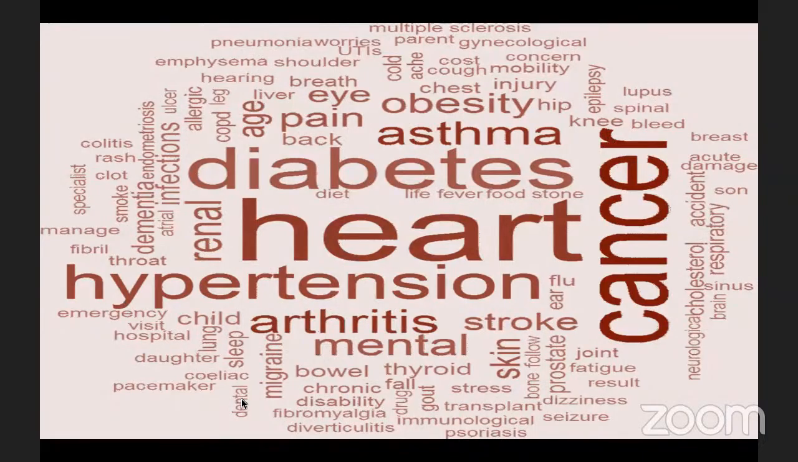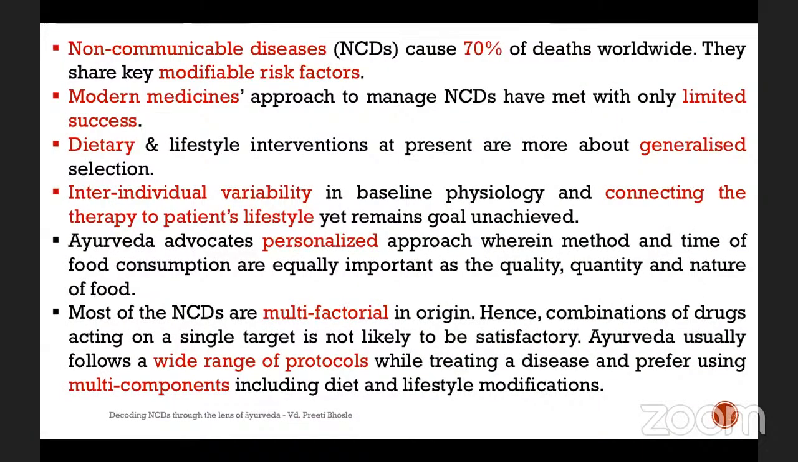Now, why do we need to talk about non-communicable diseases? NCDs cause almost 70% of deaths worldwide, and they share key modifiable risk factors. What are modifiable risk factors? These are the factors which we can modify by making changes in our diet, lifestyle, or maybe some disease modifying medications. Modern medicine's approach to managing non-communicable diseases has met with only limited success. Dietary and lifestyle interventions at present are more about generalized selection. It is not specific to the need of the patient. Inter-individual variability in baseline physiology and connecting the therapy to the patient's lifestyle is something which yet remains a goal unachieved.